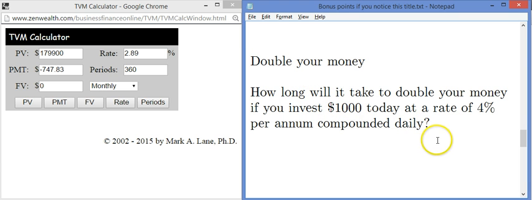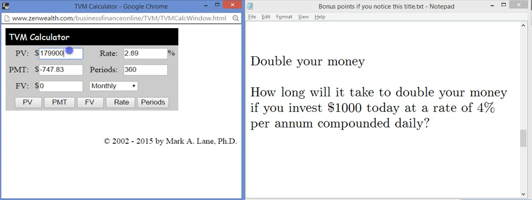Okay. And let's look at another one here. How long will it take to double your money if you invest $1,000 today at a rate of 4% per annum, compounded daily? So let me just clear all these values out of here. What do we have? We're going to invest $1,000. So this number will be negative 1,000. We take $1,000 out of my wallet and give it to the bank to use for a while.